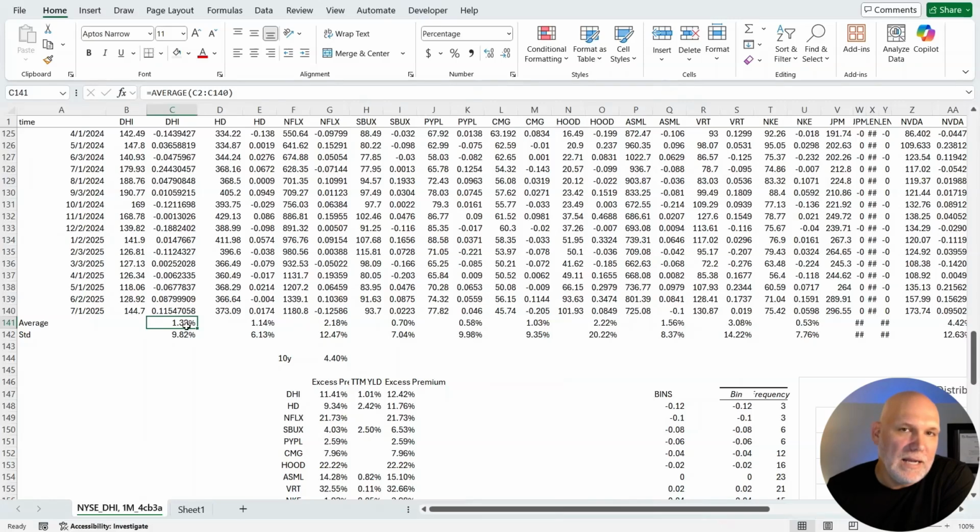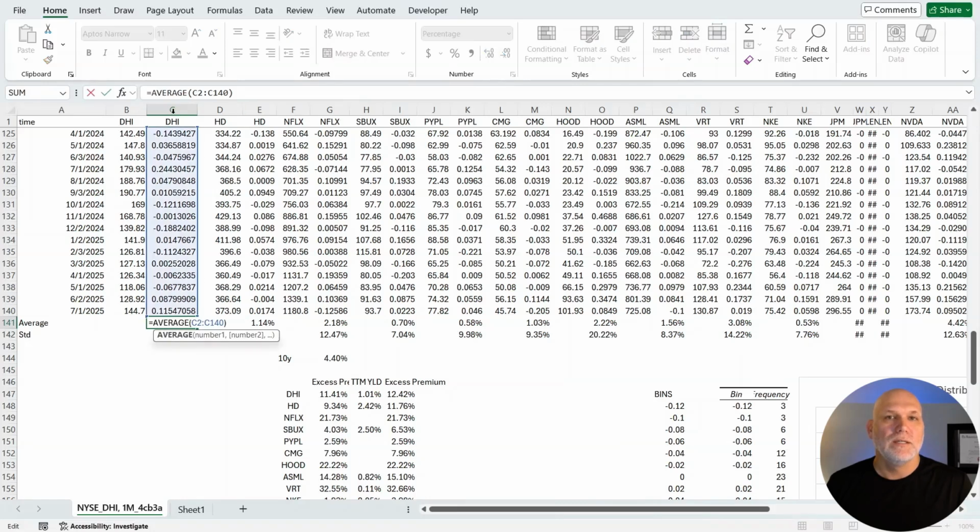So DHI had an average monthly return of 1.32. Home Depot had an average monthly return of 1.14, 2.18, so on and so forth. And then I grab the standard deviation because I want to know where my risk is. Modern portfolio theory uses risk and volatility. So you have to get the average monthly return and what the standard deviation is in order to calculate the rest. So that's just a simple standard deviation calculation for each of the monthly returns for that entire period of time.